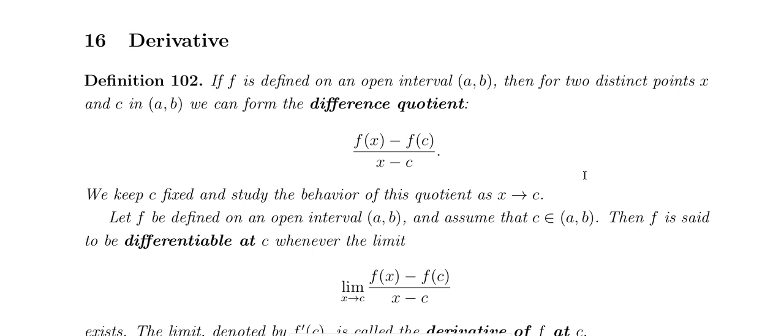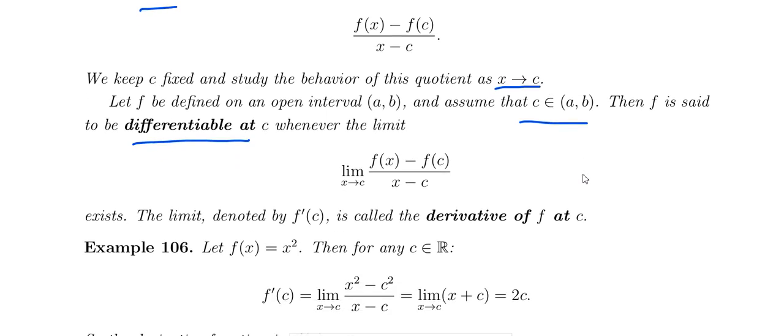The derivative means a function is defined on the open interval (a, b). For two distinct points x and c in the open interval (a, b), we can form the difference quotient, that is f of x minus f of c divided by x minus c. With c fixed, we look at the behavior of the quotient as x tends to c. f is said to be differentiable at the point c if the limit of the quotient f of x minus f of c divided by x minus c as x tends to c exists. If the limit exists, the function is called differentiable at the point c.